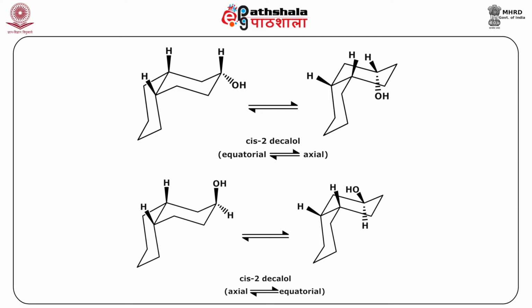Conformational analysis of cis-2-decalol suggests the bottom equilibrium to be more stable than the one shown on the top due to the non-equivalence of convex and concave sides. The axial hydroxyl group on the concave side would experience 1,3 diaxial interactions, making it less stable.